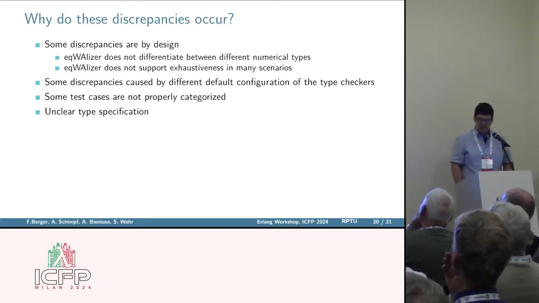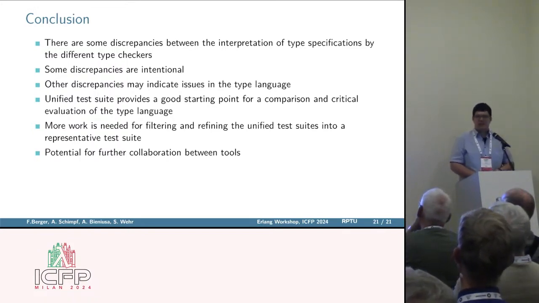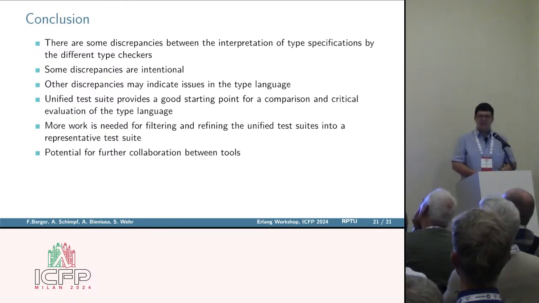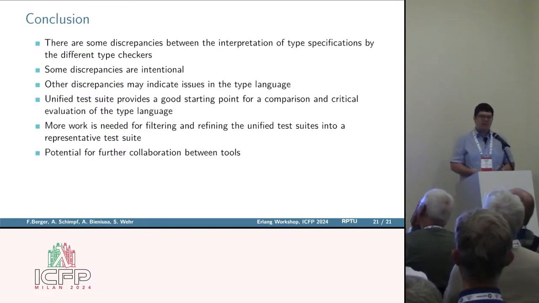With that, we are at the conclusion. So, as you saw, there are discrepancies between type checkers. Whether they are caused by the implementation of the type checker or maybe by type specification, some of those discrepancies are intentional. Others could indicate those issues I mentioned in the definition of the typed language or the spec of the language itself. And this unified test suite provided a very good starting point for this comparison.